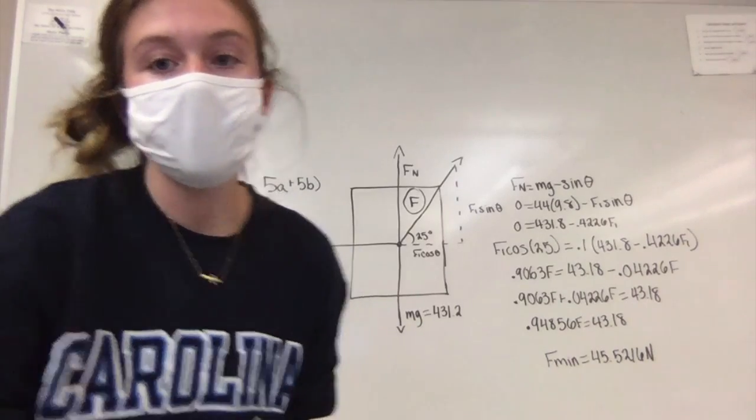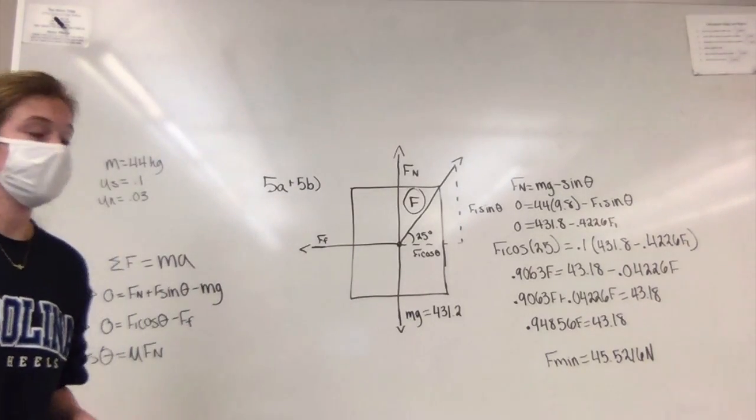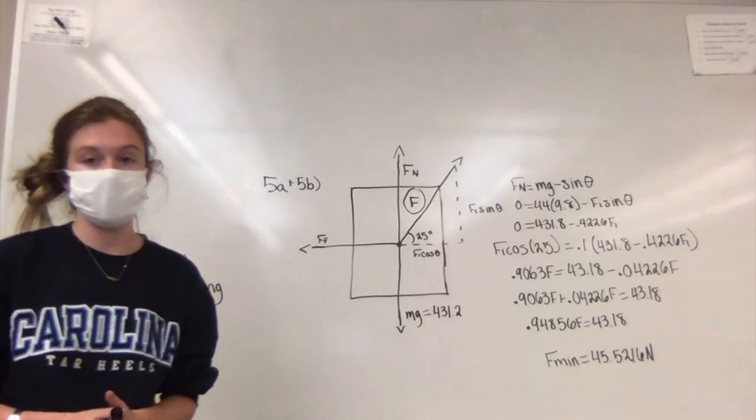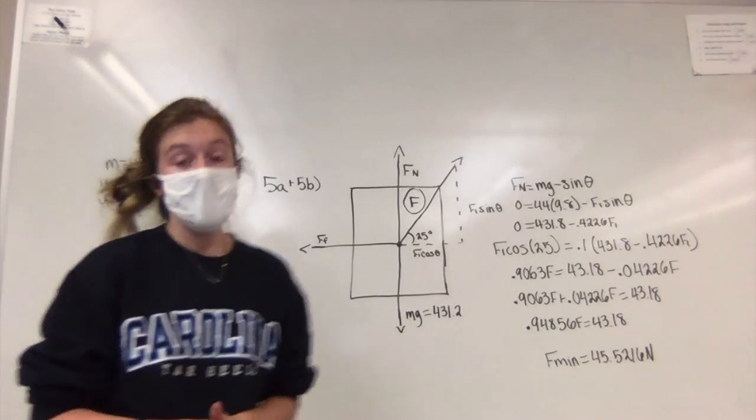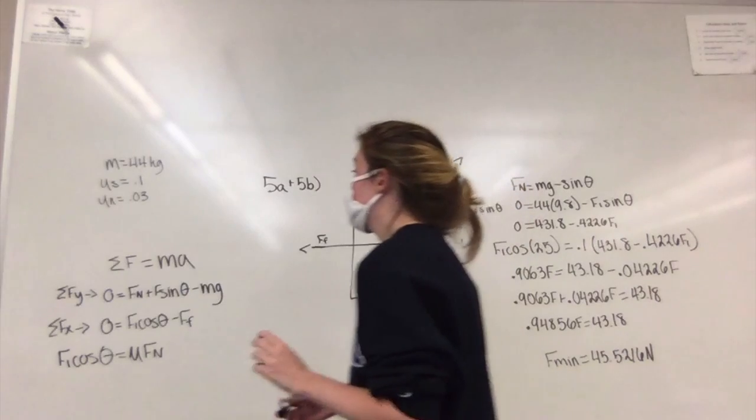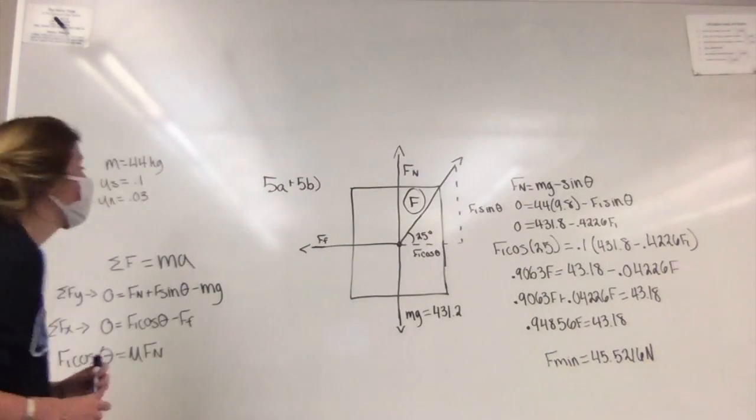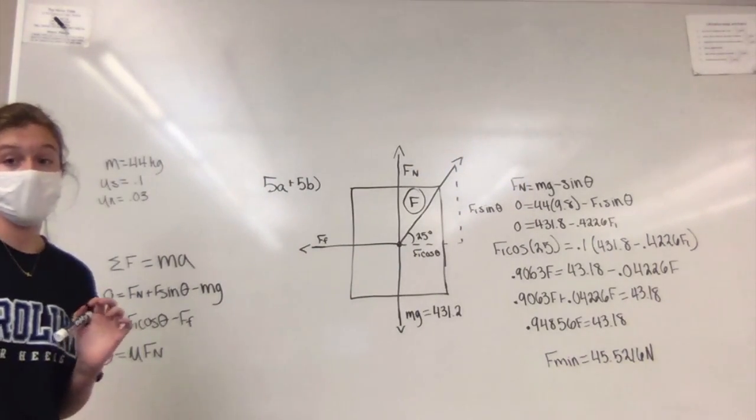So I will be explaining problem 5A right now on the expert TA, which is asking what is the minimum force needed to get the object moving. So the first thing that I did is that I found the formulas for the vertical and horizontal forces.